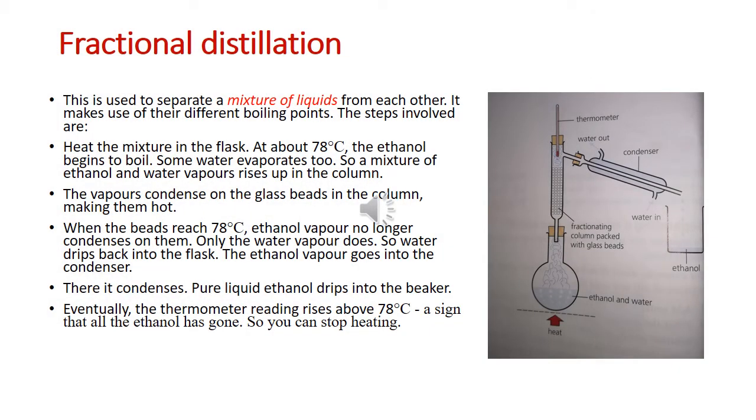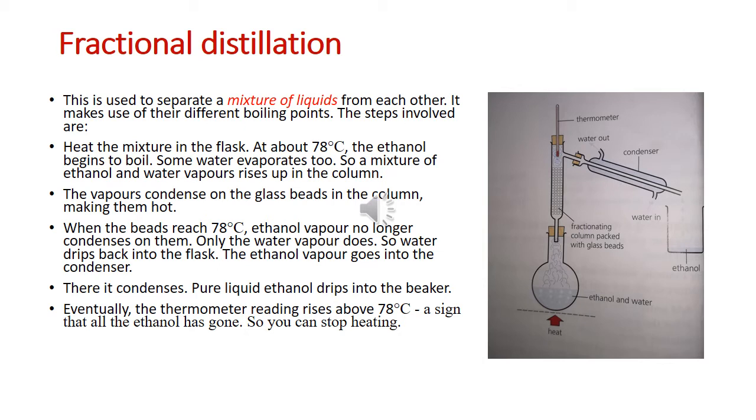Next is fractional distillation. This is used to separate a mixture of liquids from each other. It makes use of their different boiling points. So it works on the principle that the two liquids in the mixture have different boiling points. The steps involved are: first, heat the mixture in the flask as shown in the figure on the right.